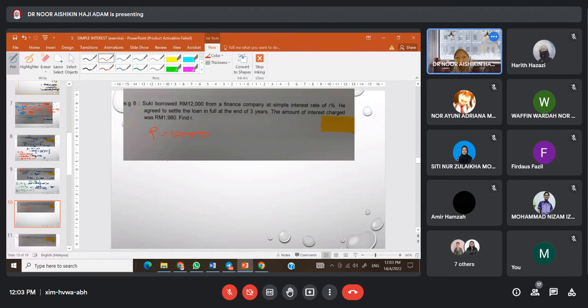What else do we know? He agreed to settle the loan in full at the end of 3 years. So we know T. What is T? 3 years. And another thing that's given to us is I, the interest amount, and that is 1980. What is it that you want to find? Rate. Rate, R.